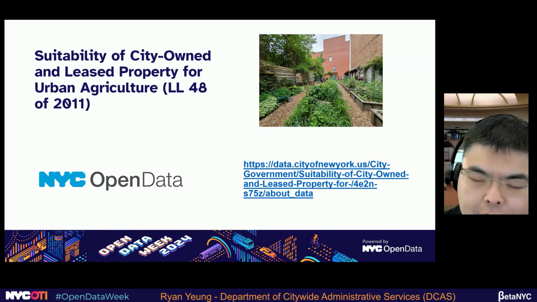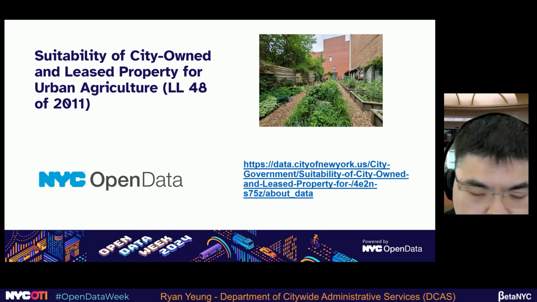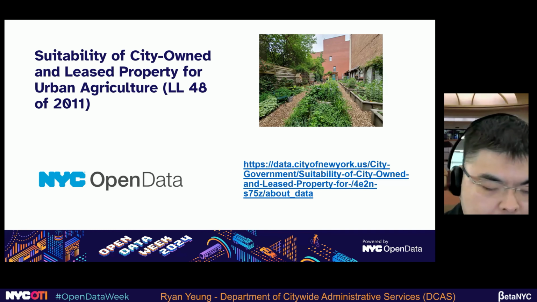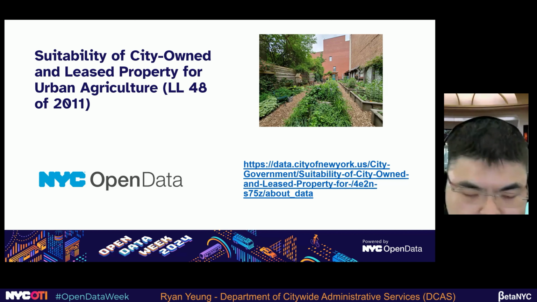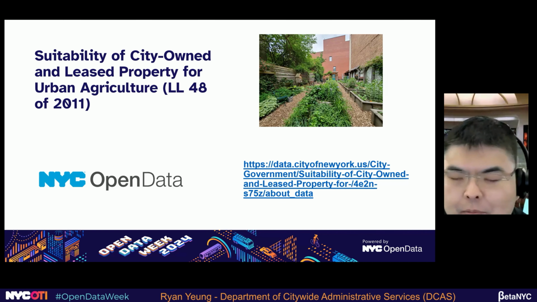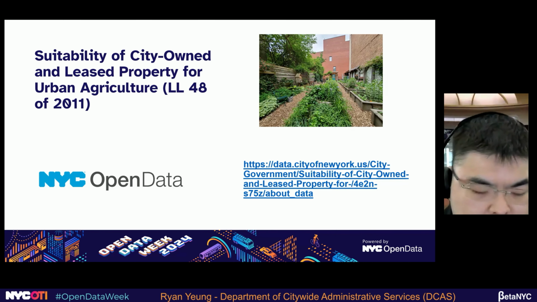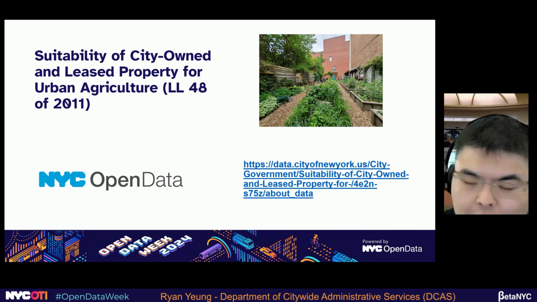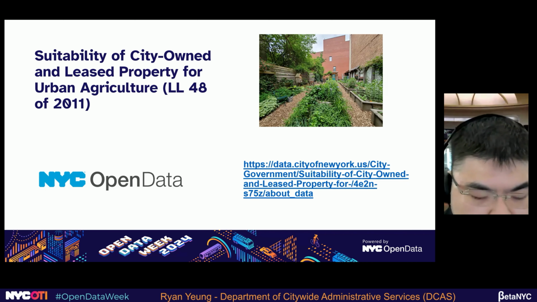It's put together with Parks, EDC, and the Mayor's Office of Environmental Remediation. One of the things DCAS does is it oversees over 13,000 parcels of city-owned and leased property. DCAS produces this data set on parcels, lots, that are deemed potentially suitable for urban agriculture. In New York City, there are over 500 community gardens in the GreenThumb program, where communities can grow their own fruits and vegetables.